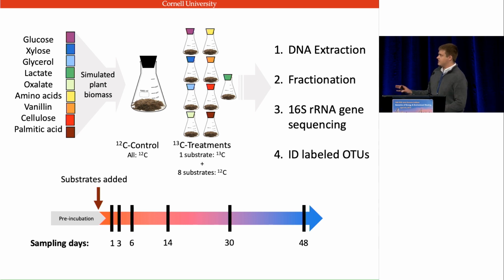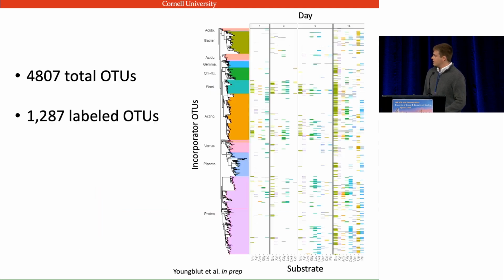They then extracted DNA from all these microcosms over multiple sampling time points, fractionated this DNA, sequenced the 16S ribosomal RNA gene from each fraction, and identified the operational taxonomic units that were significantly labeled with 13C in 1 or more treatments. Out of a total of 4,800 OTUs, over 1,200 of them were labeled with 13C in 1 or more treatments. You don't have to pay too much attention to this heat map because it's quite complex, but it shows you the incorporation pattern of all of these incorporator OTUs. And you can see that there's a great diversity of these incorporators.